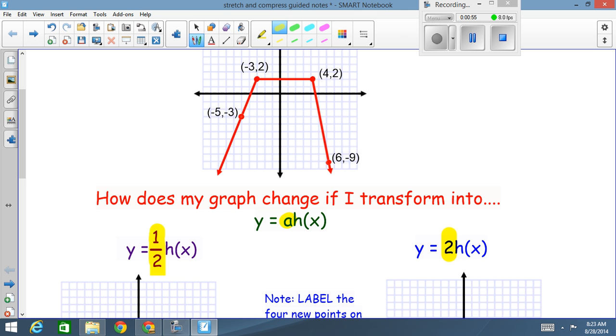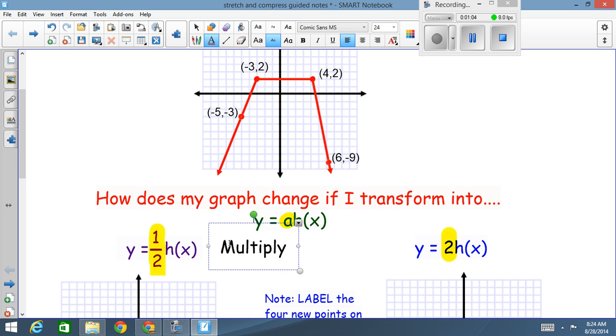Okay? And in short, what you want to write down here, what we're going to do is take all of our points and multiply the y values by a, whatever a is. If a is 1/2, you multiply all your y values by 1/2. If a is 2, then you're going to multiply all your y values by 2. Okay?